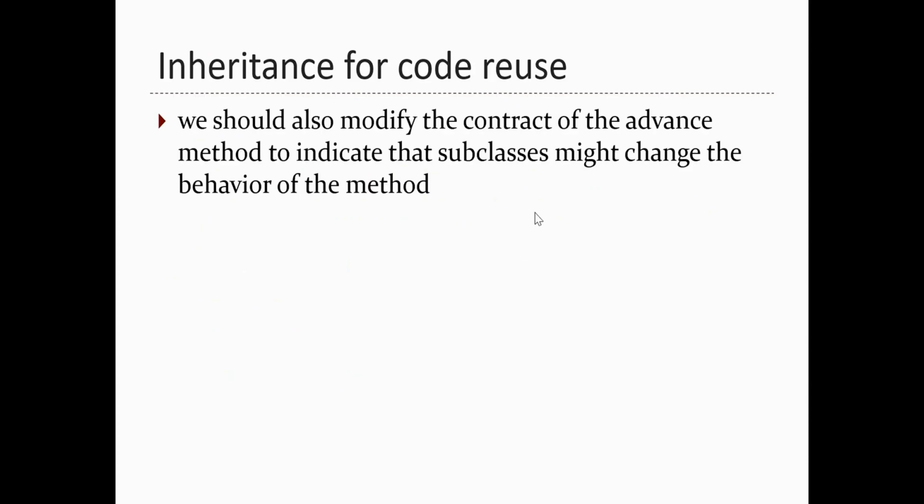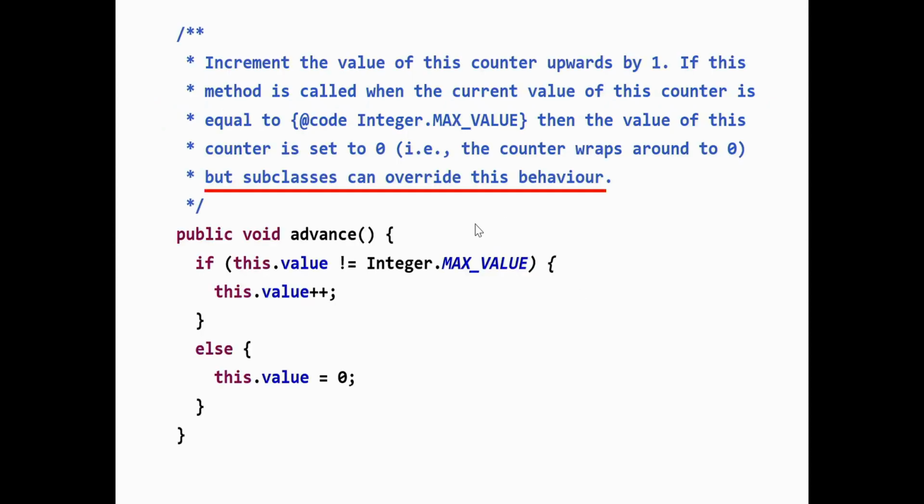Okay, now if I'm going to adapt this counter class to be used for inheritance, then I have to go in and probably modify the contract for advance to indicate that subclasses might change the way the method works. So in advance, the contract says it increments the value of the counter by 1. If the method is called when the current value of the counter is equal to integer max value, then the value of this counter is set to 0. That's what the original contract read as.